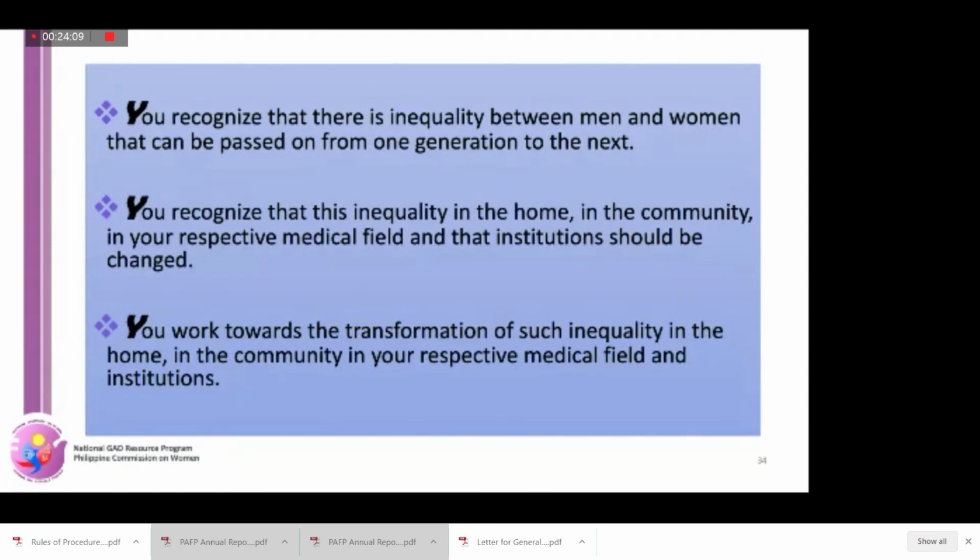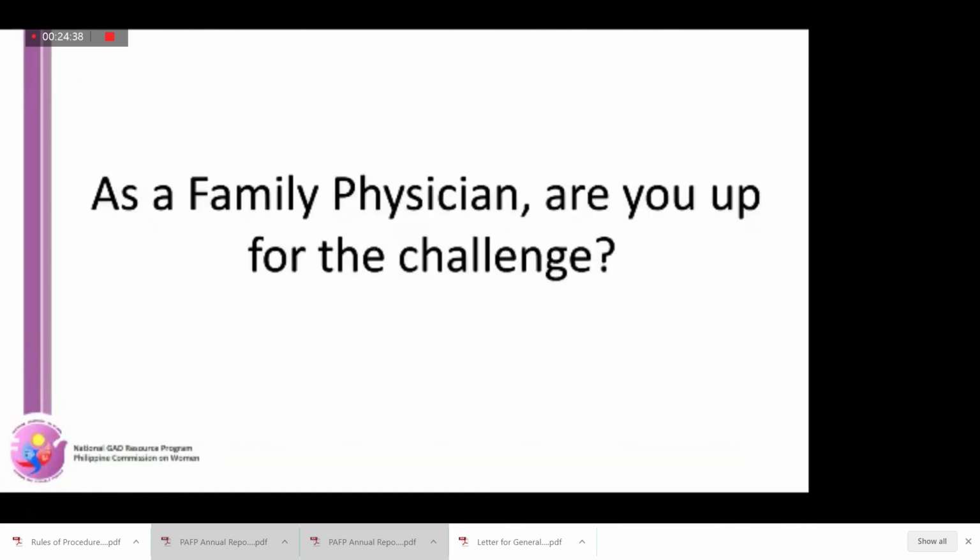And of course, with sufficient knowledge, it's very important that you work towards a transformation of such inequality in your home, in the community, in your respective medical field and institutions. When you are already working towards the abolition or the eradication of this inequality, then you can be deemed gender sensitive.